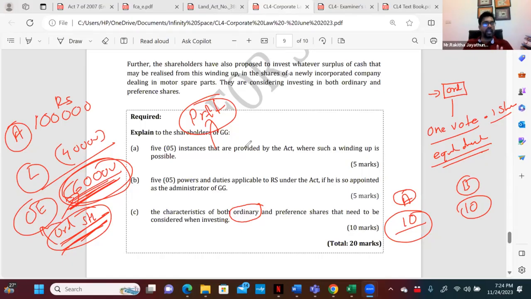So one vote per share, participate equally in dividend distribution. If the company is wound up, the shareholders are entitled to the remaining funds of the company unrestricted, and then the ordinary shareholders have a right to unrestricted participation in the dividend of the company, provided the company has enough distributable profits. Otherwise, it's not possible. All right.